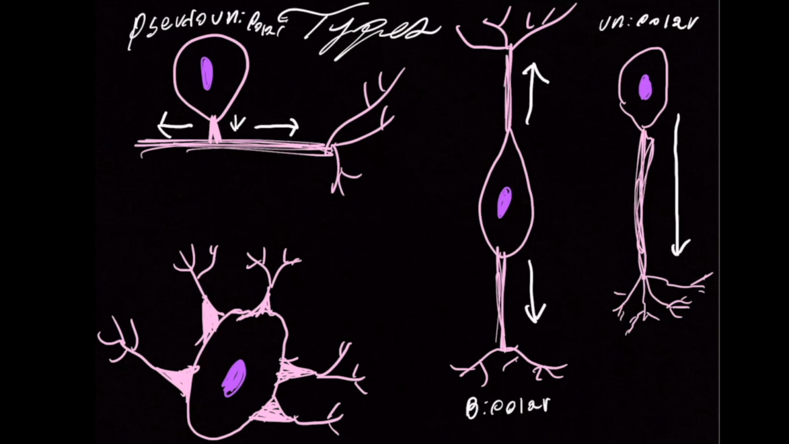Lastly, we have what we call multipolar neurons. These are mostly motor neurons and help us actually interact with our muscle cells in order to move our body.